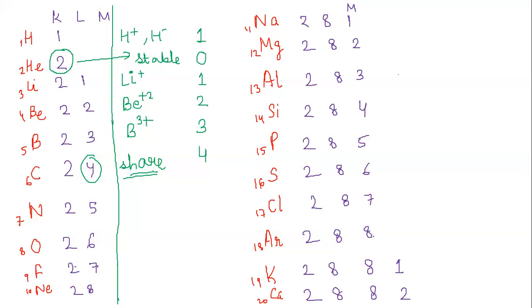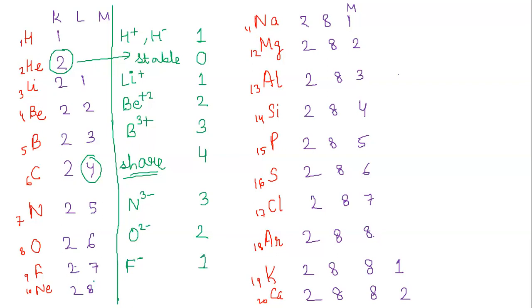Now, remember that an element having 1, 2 or 3 electrons in the outermost shell will lose electrons and form a cation. If we talk about elements which have 5, 6 or 7 electrons, they will gain electrons to complete their octet. So nitrogen needs 3 more electrons to complete its octet. So it will gain 3 electrons and form N3-. So valency will be 3. Oxygen will gain 2 electrons, so valency will be 2. Fluorine will gain 1 electron, it will form F-, so its valency will be 1.